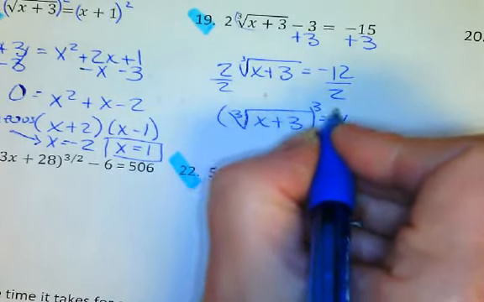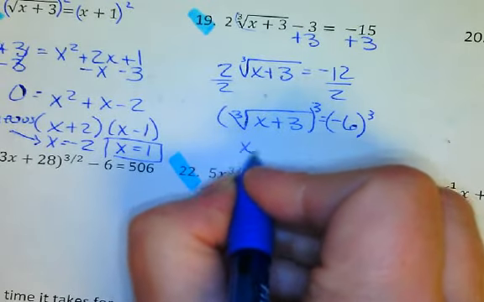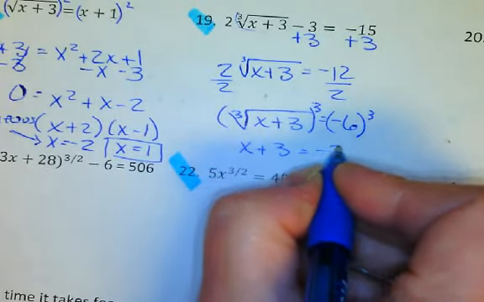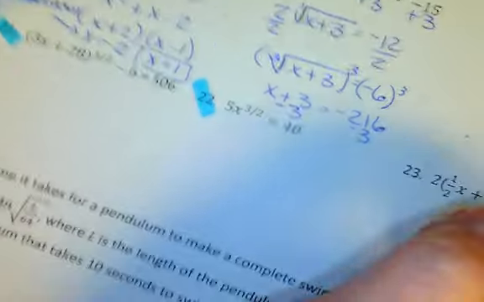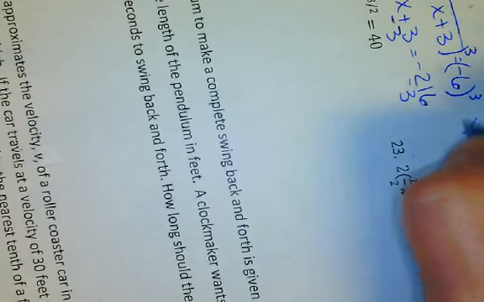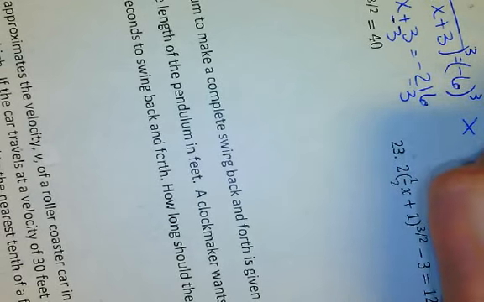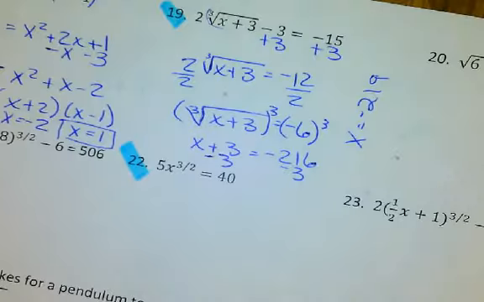And then if I cube it, because that's how you get rid of a cube root, that gives me x plus 3 equals negative 216. Then minus 3. So on this one, x would equal negative 219. And again, you can check your answer.